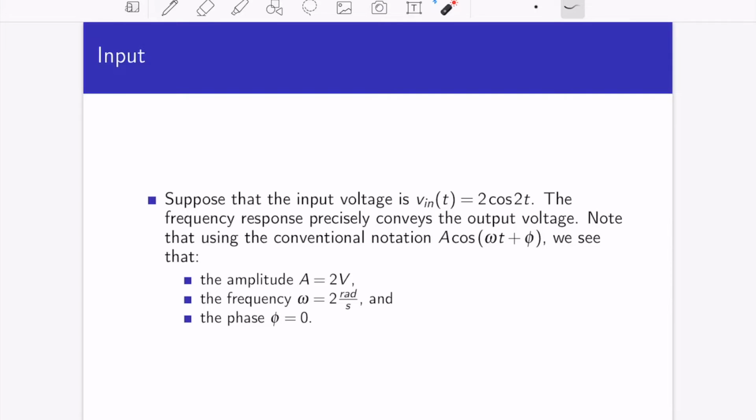Okay, let's look at another situation. What if I want to ask the question, what is the output for a particular sinusoidal input? Now, most inputs are not going to be sinusoids, but they can be written as a sum of sinusoids.